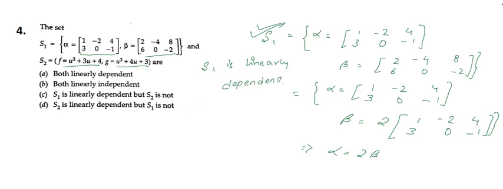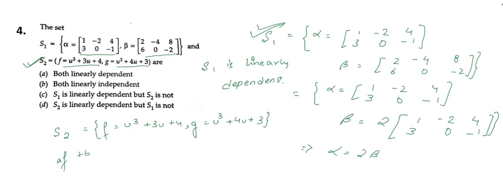Now we need to check for S2. So let's check for S2. Here we have set S2, which is equal to f equal to u cube plus 3u plus 4, g equal to u cube plus 4u plus 3. So now let's proceed. We can say that af plus bg will be equal to 0.